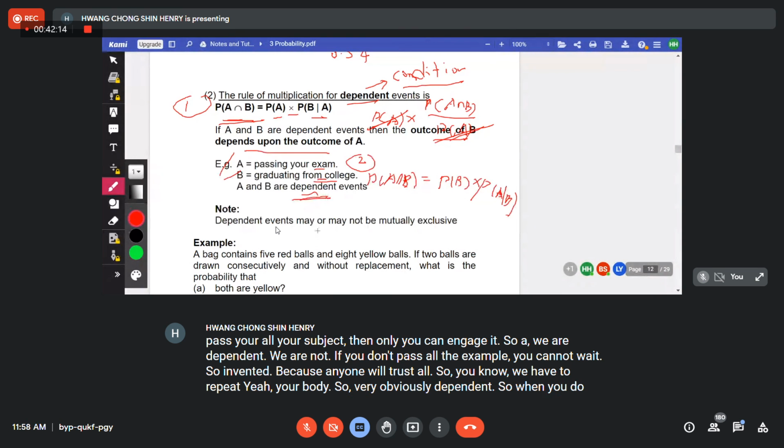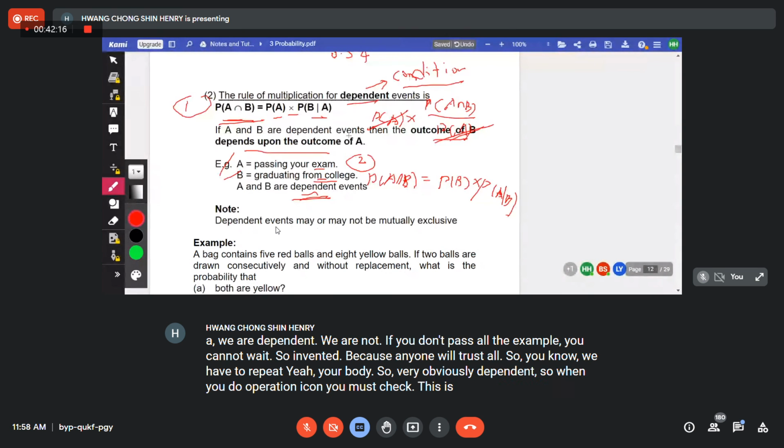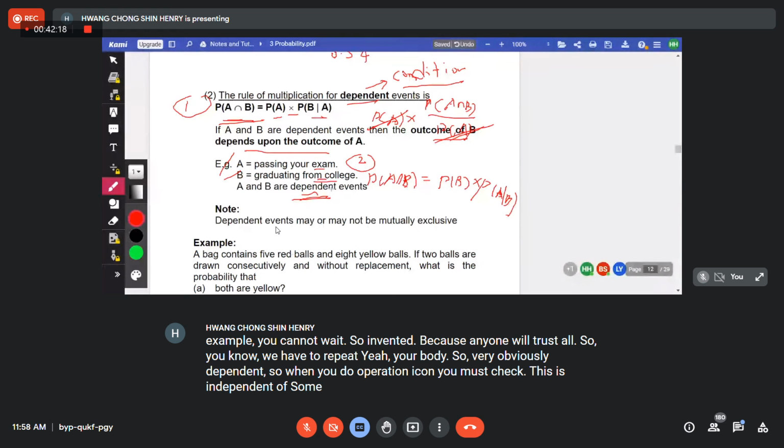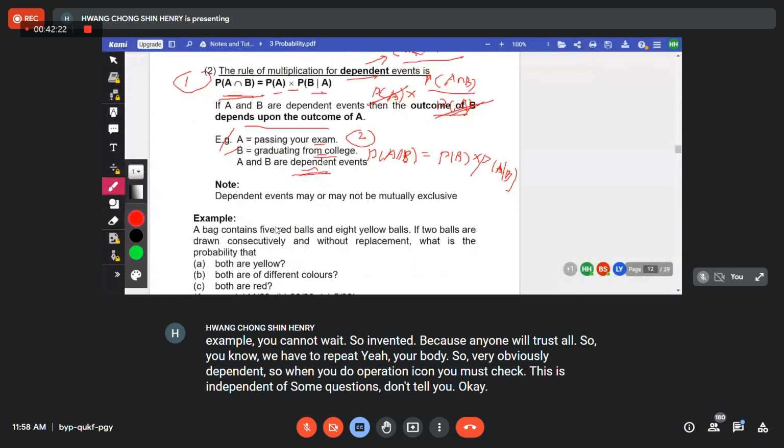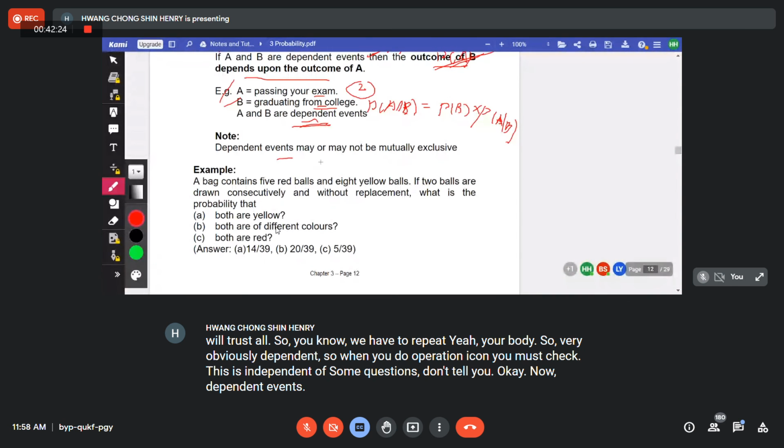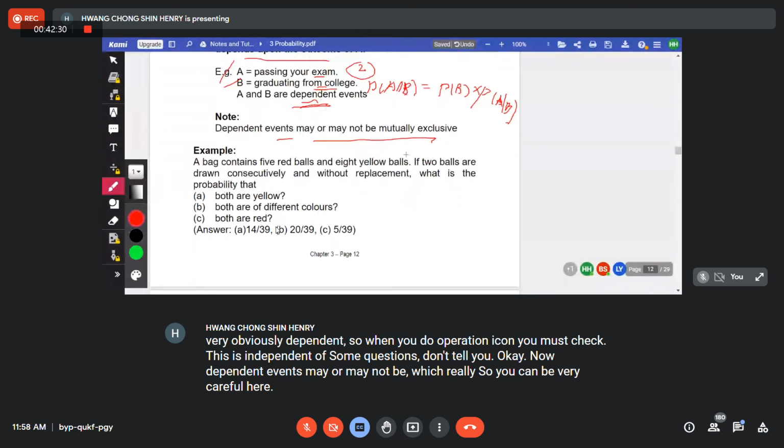So when you do your question later on, you must check, is this independent or dependent? Some questions don't tell you outright, you have to think. Okay, now dependent events may or may not be mutually exclusive, so you have to be very careful here. Now another example here.